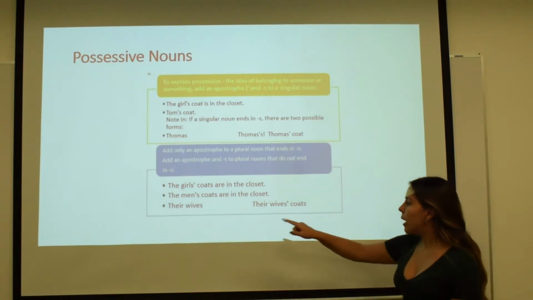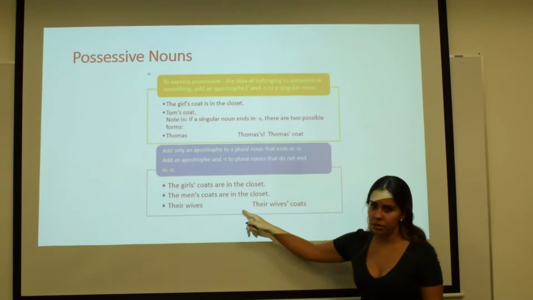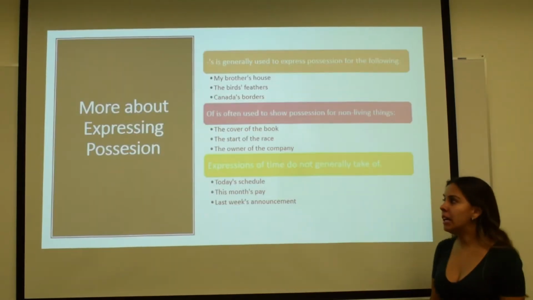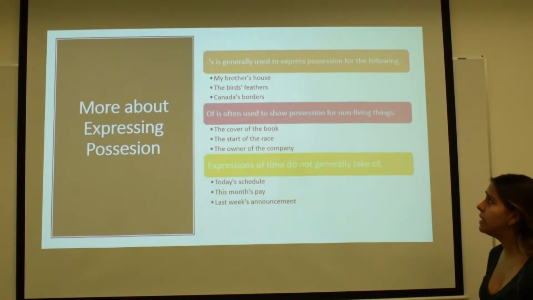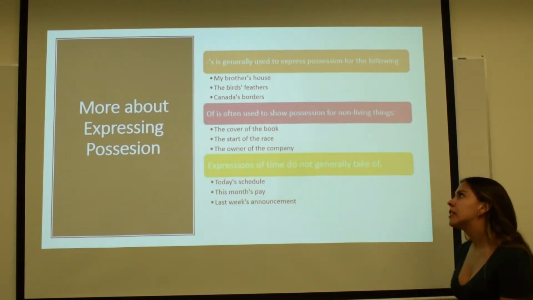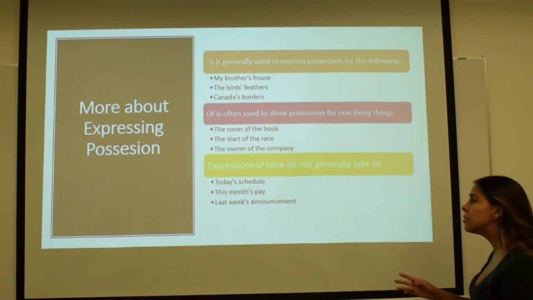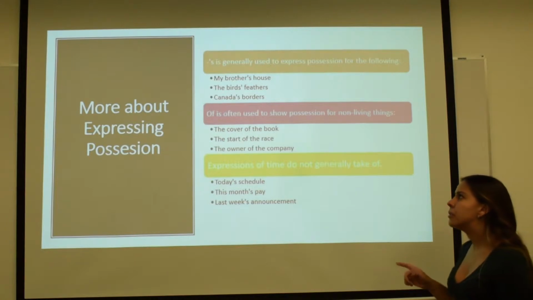Their wives' coats. These are the 2 options we can use. Here we have more about expressing possession. So 's is generally used to express possession for the following. For example, my brother's house, my bird's feathers, Canada's borders.